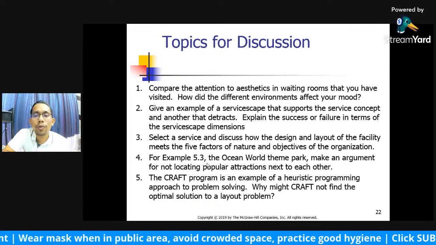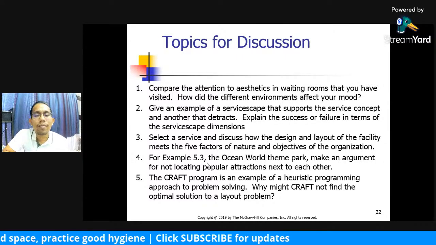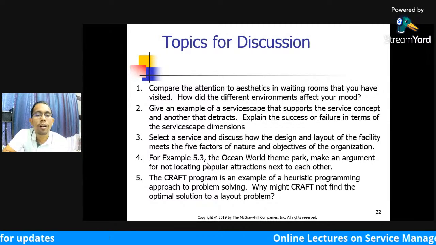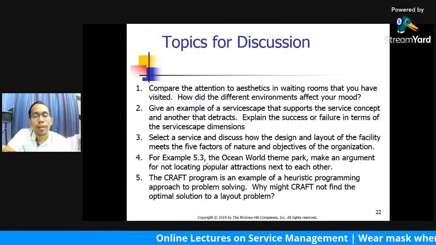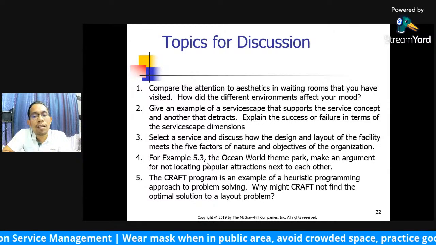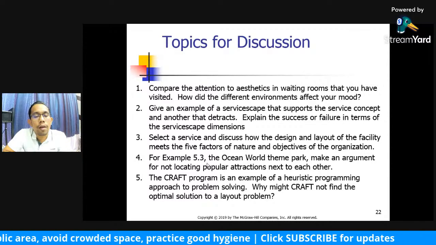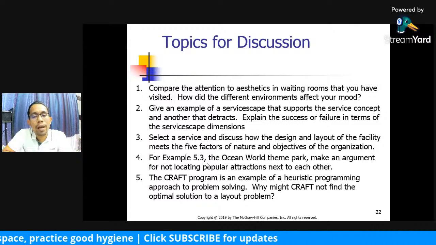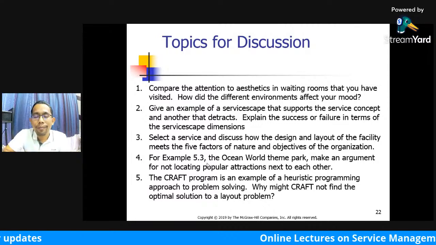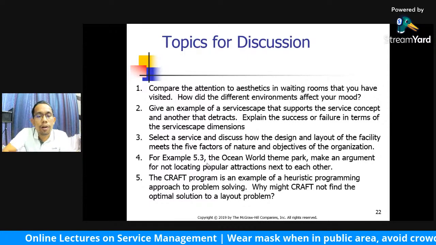from the time you woke up in the morning until you sleep at night, and usually in a hotel room, you might also have experienced a lot of things that relate to the environment. Select a service and discuss how the design and layout of it meet the five factors of nature and objective organization. For example, the option was simple, make an agreement for not requesting popular sections next to each other. Look into that. Aircraft, for example.